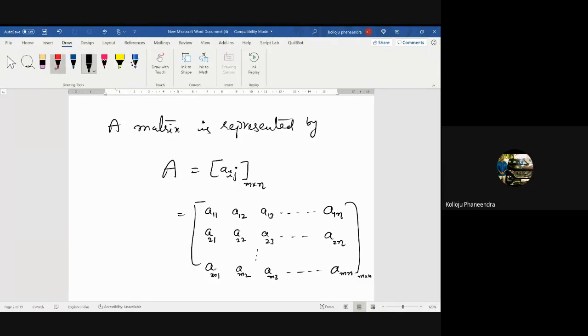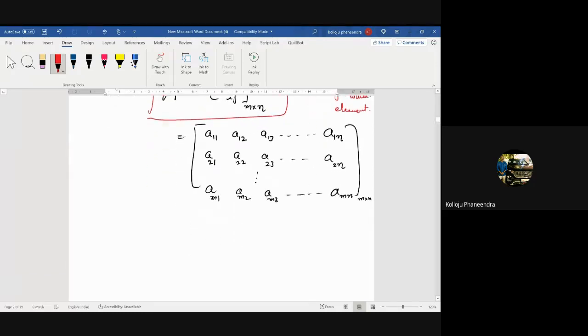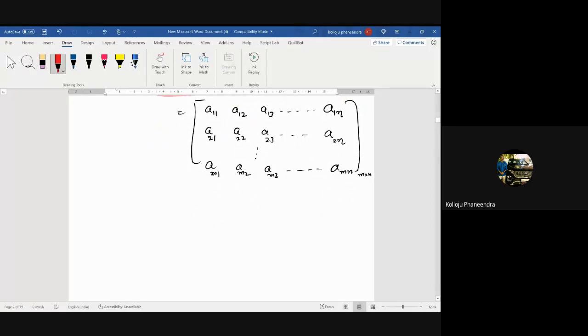So the general representation of a matrix is this notation. Aij stands for the ith row, jth column element. This is the matrix notation. And what is the rank of the matrix?